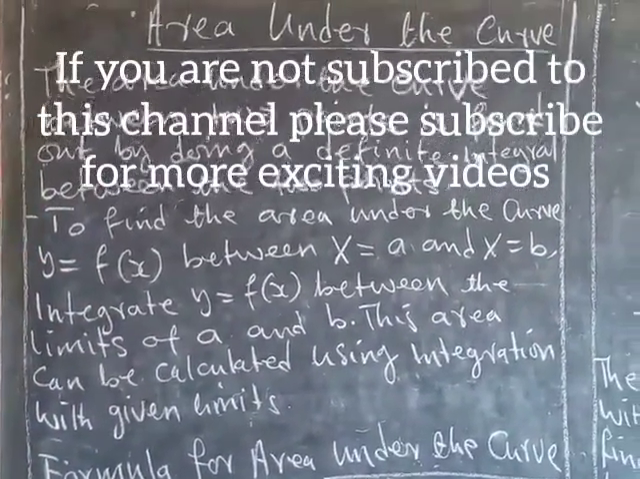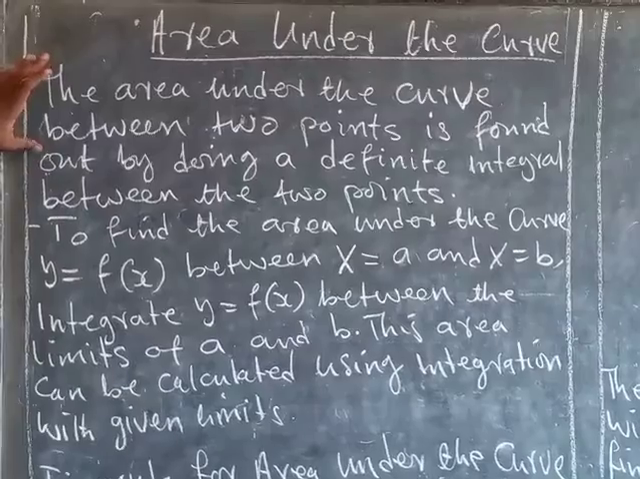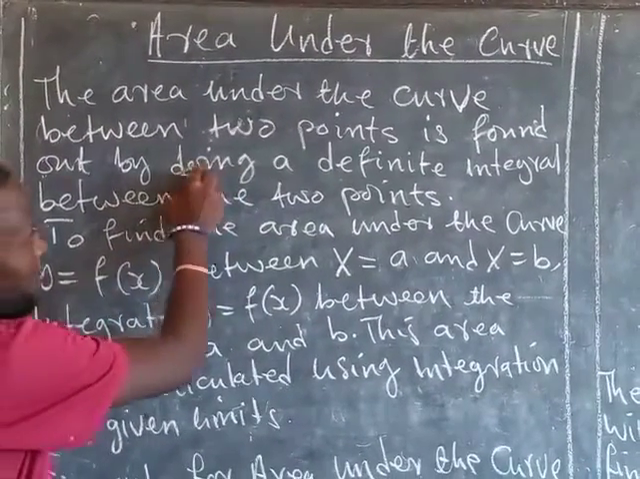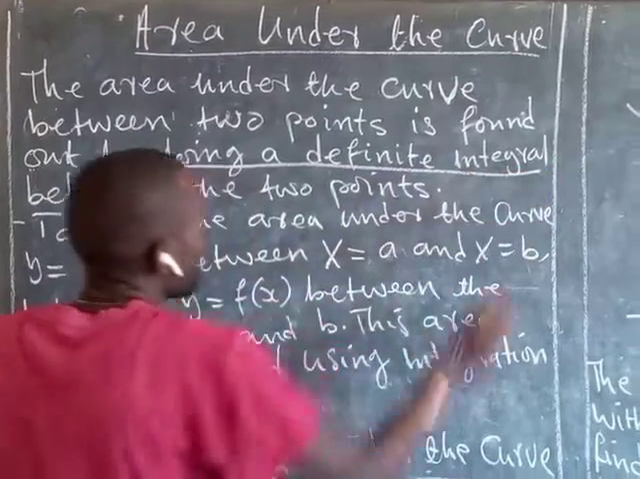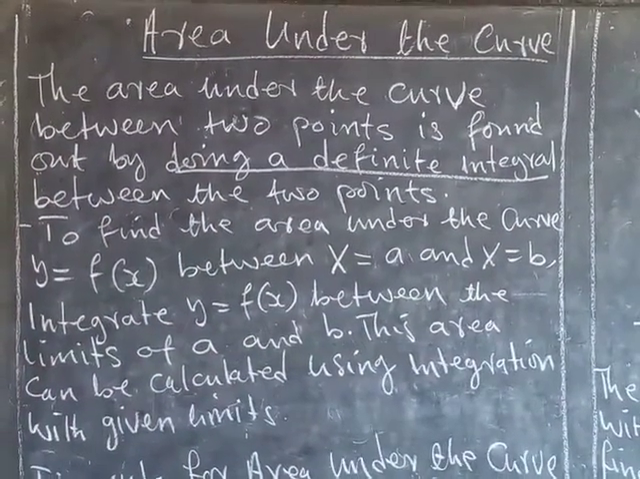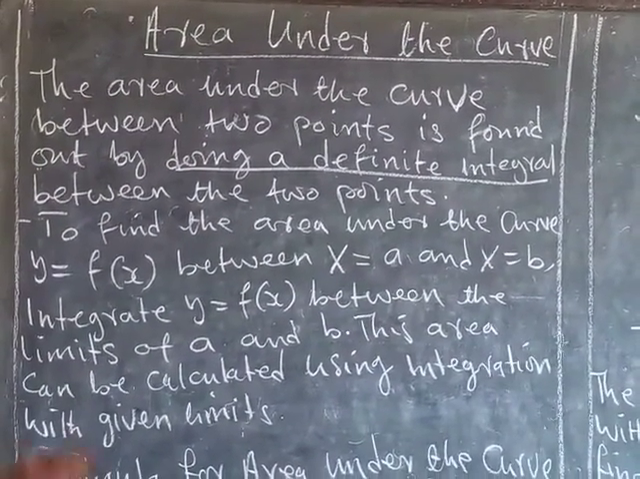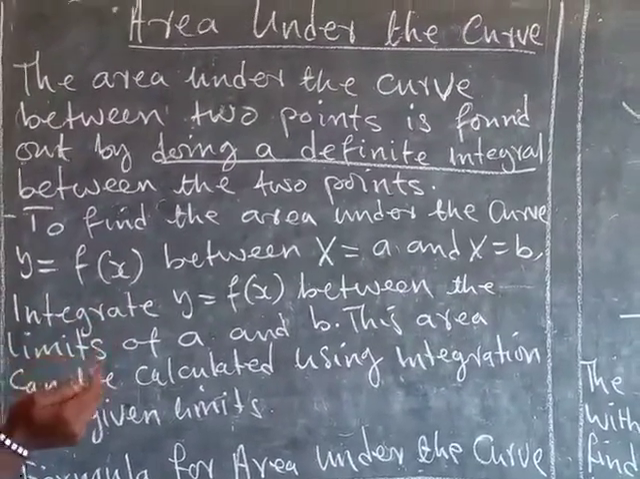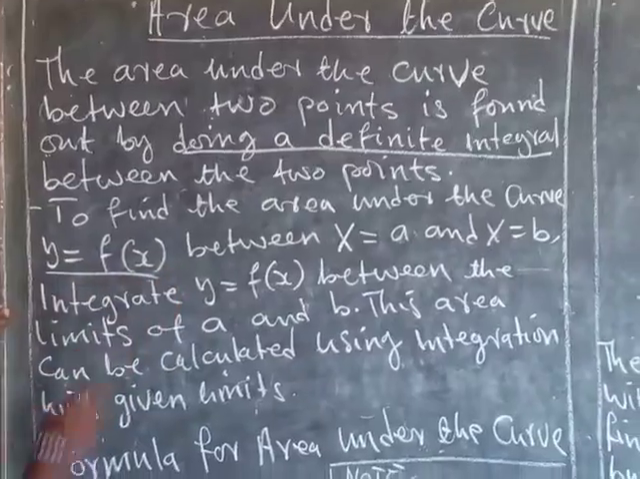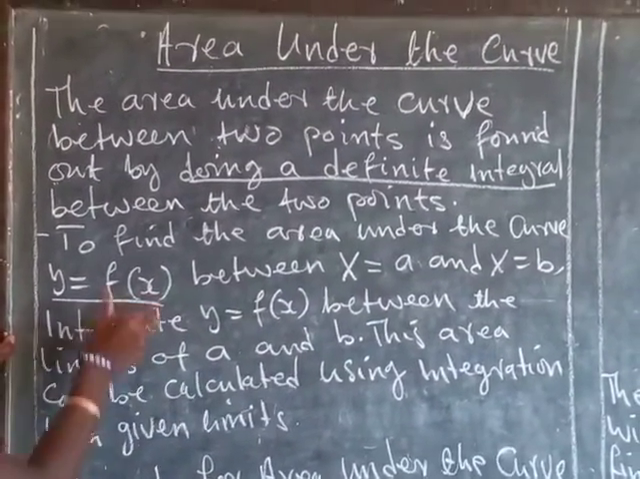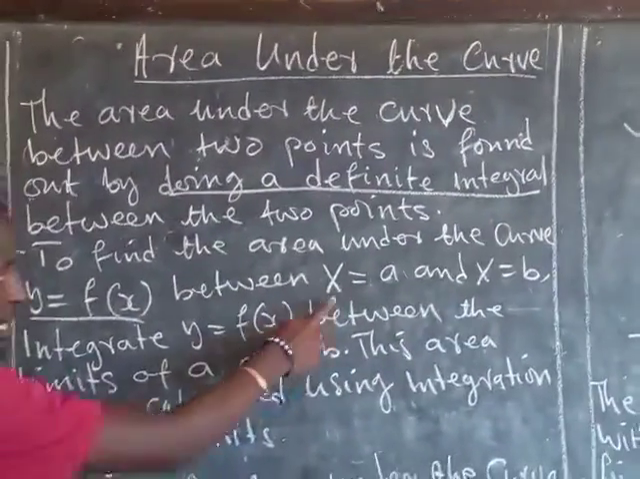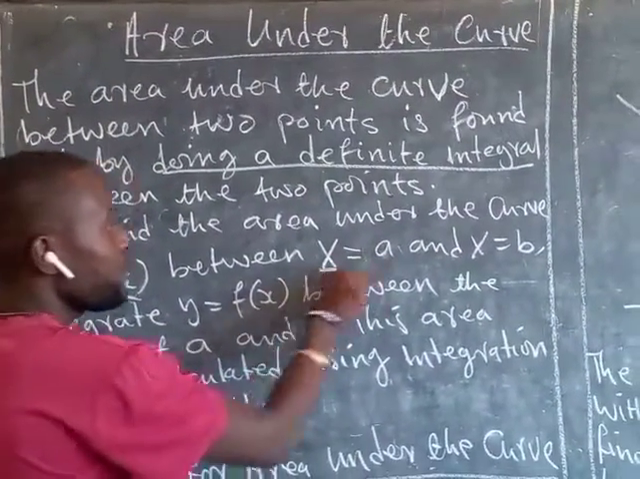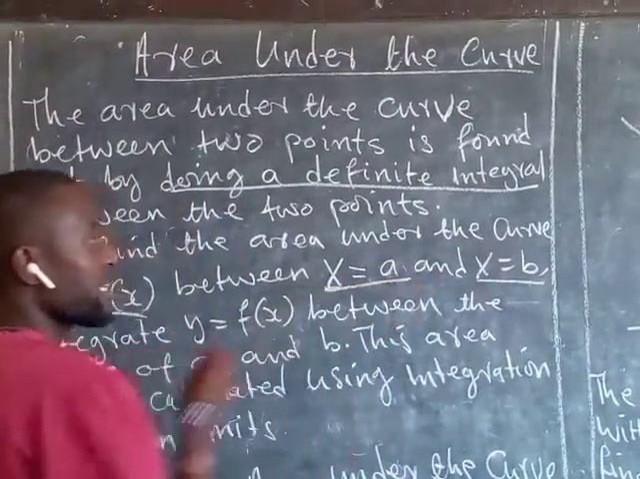So what are we simply talking about? The area under the curve between 2 points is found by doing the definite integral. The definite integral is the one that is important for us to know between the 2 points, to find the area under the curve y is equal to f of x. So this is a function already, between x is equal to a and x is equal to b. These are the limits that they are giving us.